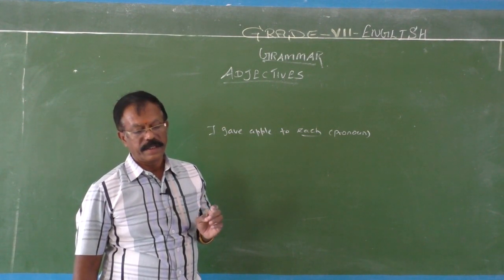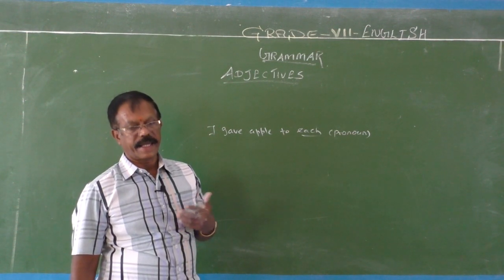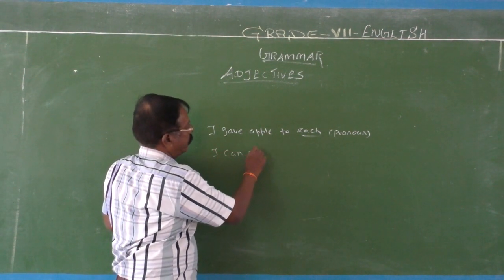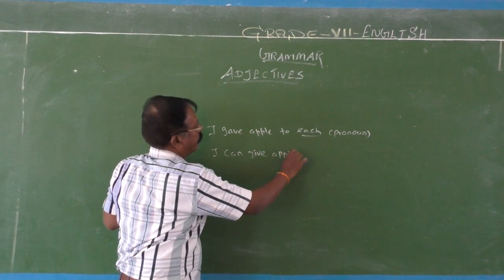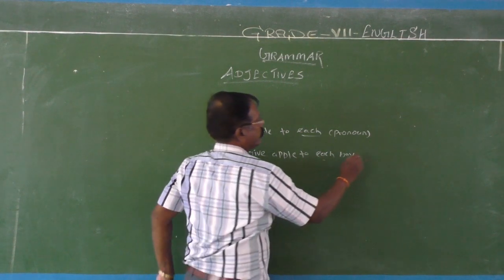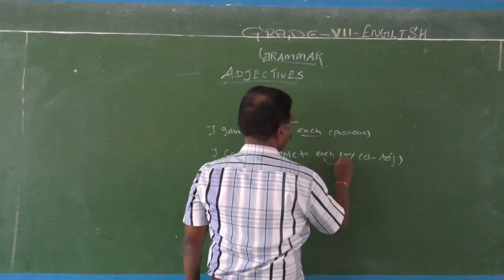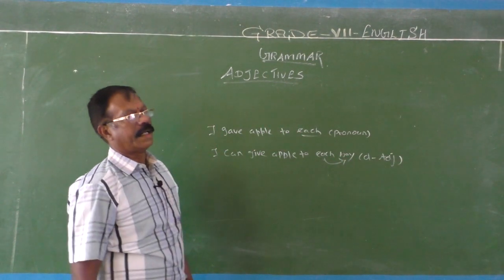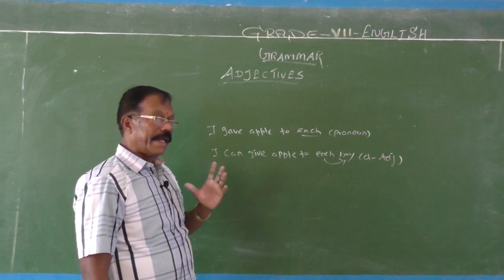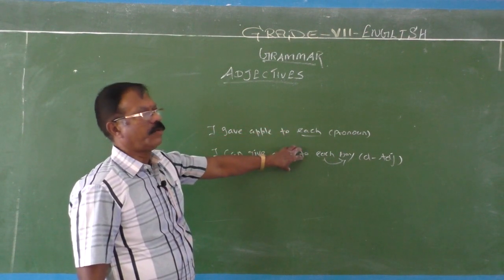There are 4 boys and I have 4 apples. I can give an apple to each boy. This is called a distributive adjective, because each is followed by the noun boy. So in this way you should identify the difference between distributive pronoun and distributive adjectives.